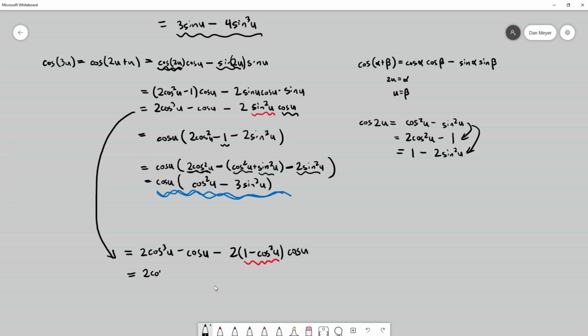We have 2 cosine cubed u minus cosine u minus another 2. I got negative 2 times 1 times cosine u, so now minus another 2 cosine u's. And then I have plus a negative 2 times a negative cosine cubed u. So here we get 4 cosine cubed u minus 3 cosine u. And that formula looks very similar to this. Actually, I'm legitimately kind of surprised here.